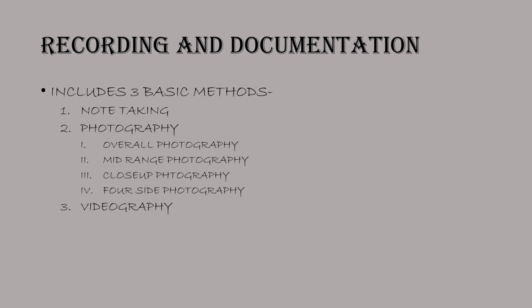Recording and documentation. It is important to record and document the crime scene. It includes three basic methods. One, the note taking. Second, the photography. And third, the videography. The note taking includes writing the note and the places of the objects that are at the crime scene, and also drawing the scene of crime in a rough sketch.